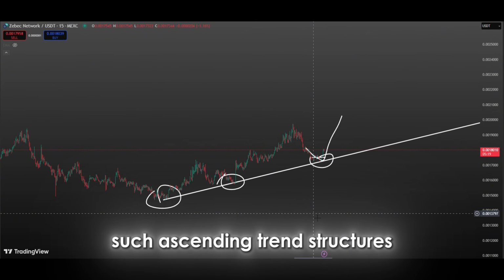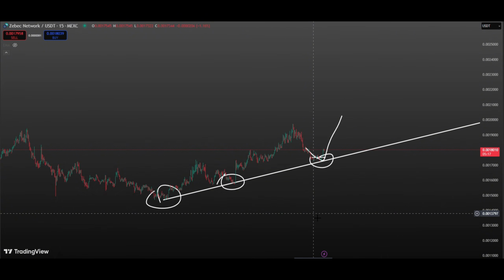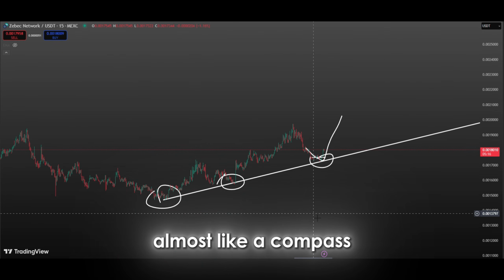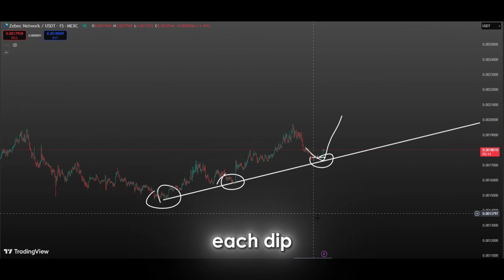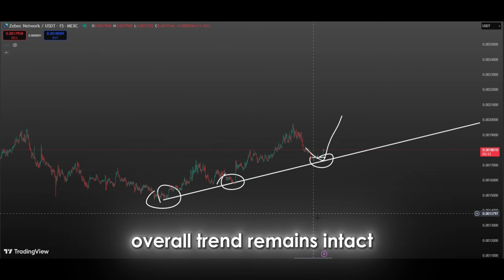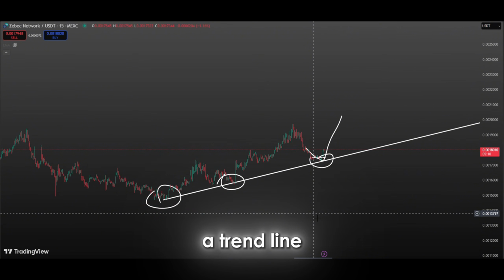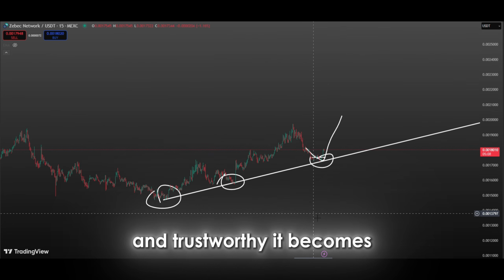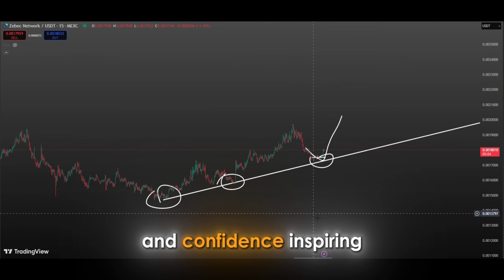Another important aspect of such ascending trend structures is that they reinforce investor confidence. This line acts almost like a compass, guiding the direction of price. The structure of higher lows at each dip indicates that the market is accepting higher bottoms, and that the overall trend remains intact. In technical analysis, the more frequently a trend line is tested, and the more reliably it holds, the more significant and trustworthy it becomes. In this context, the current ascending trend line is extremely solid and confidence-inspiring.